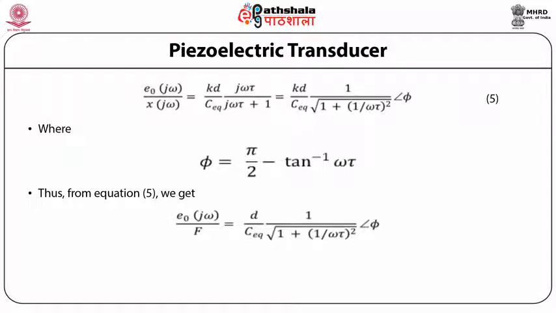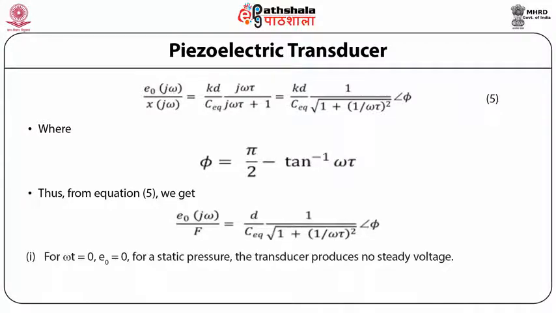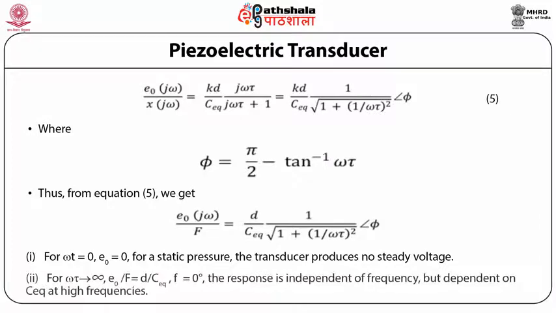So we have the two cases. The first one is for omega tau equal to 0, we have E naught equal to 0. That is for a static pressure, and the transducer produces no steady voltage. For omega tau tending to infinity, E naught by F equals d by C equivalent, phi equals 0 degree. The response is independent of frequency but dependent on C equivalent at high frequencies.